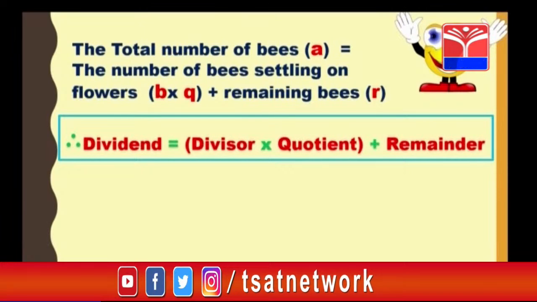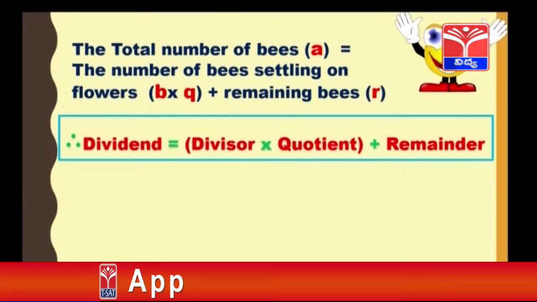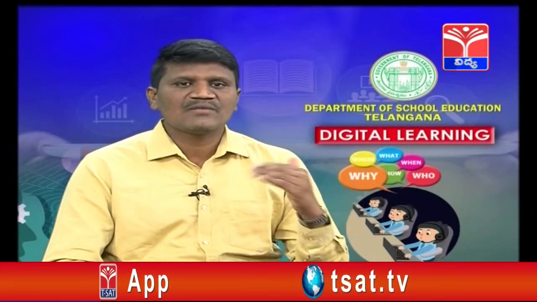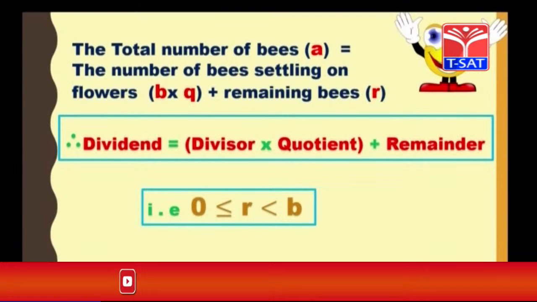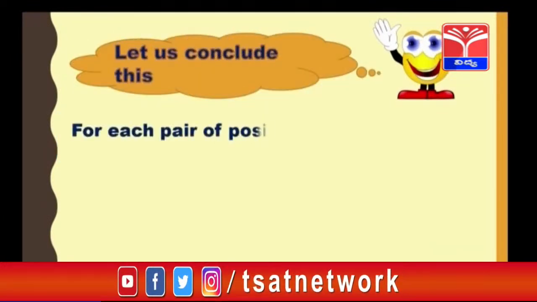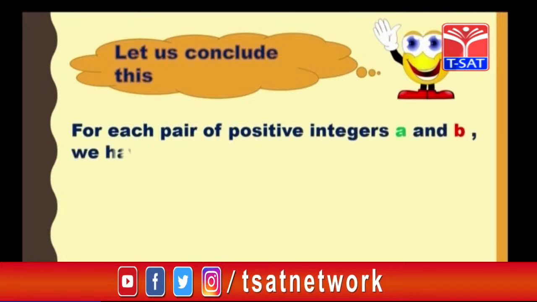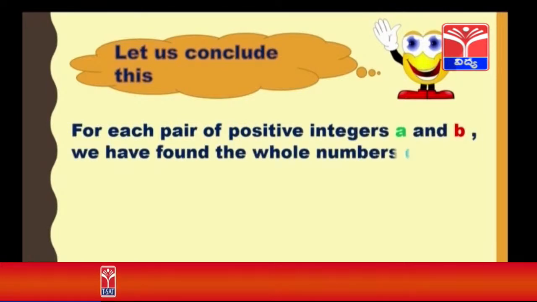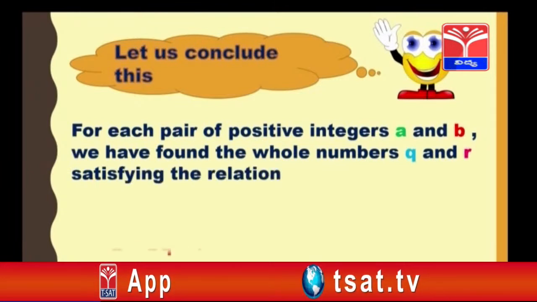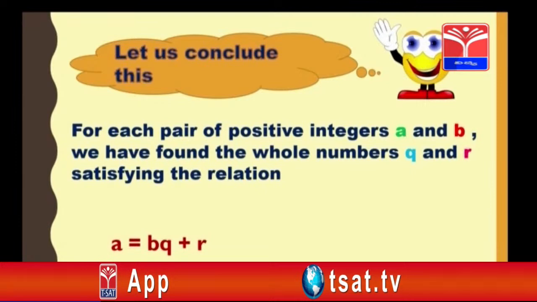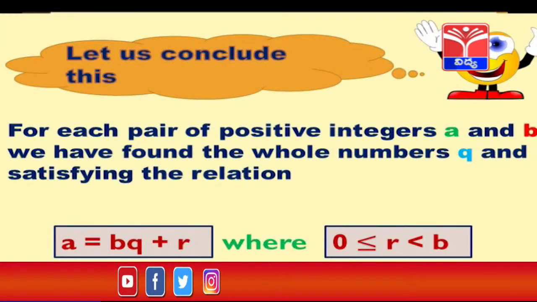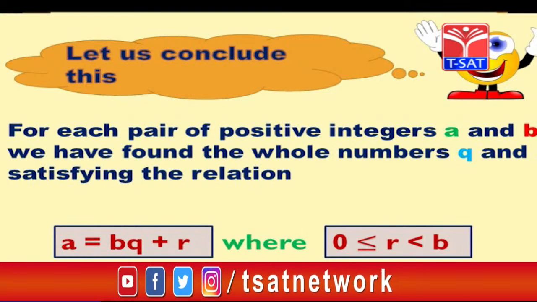Here the remainder is always either 0, or if it is greater than 0, it should definitely be less than the divisor, which can be written as 0 ≤ R < B. Let us conclude this. For each pair of positive integers A and B, we have found whole numbers Q and R satisfying the relation A = BQ + R, where 0 ≤ R < B.